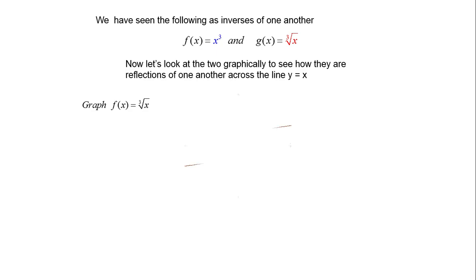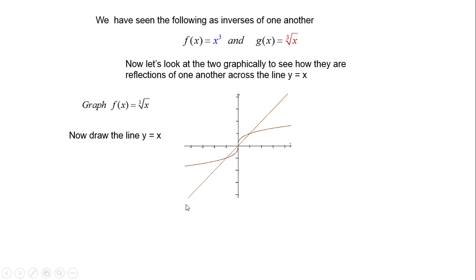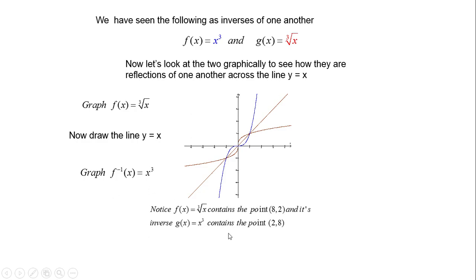So here's a graph of the cube root of x, which you should all know very well. And here's our line y equals x. And if we were to flip this function, the cube root of x, across this line y equals x, then we would look at the x cubed function, which is in fact its inverse. Okay, so that's the geometric relationship with that.